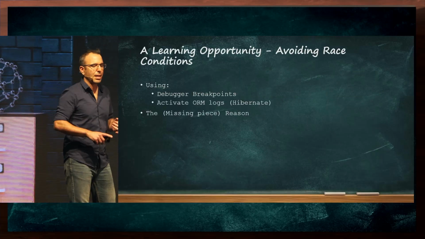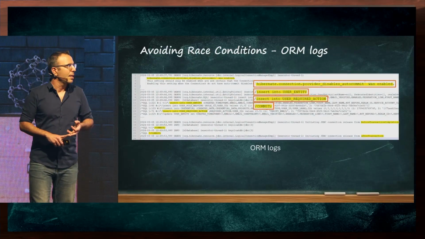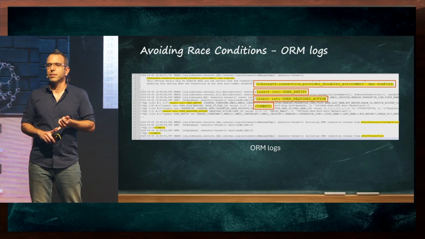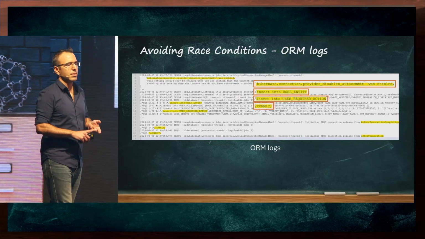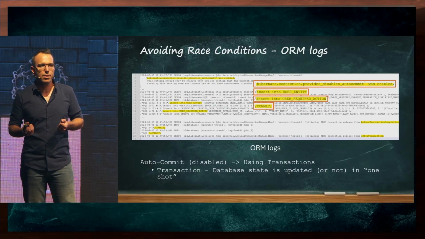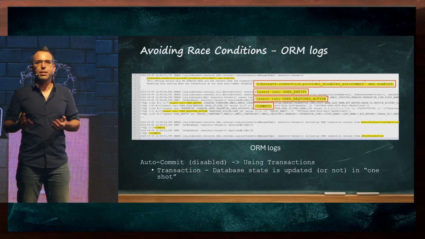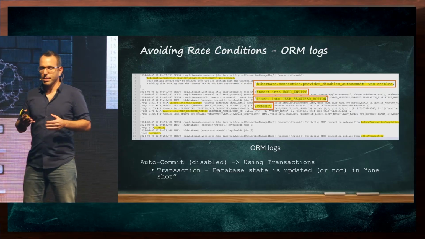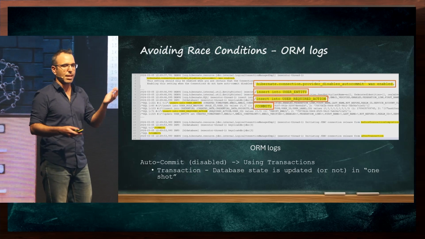So using debugger breakpoints and activating ORM logs, we found the missing piece. In the logs, we see the following 4 key items: auto-commit disabled, insert into users table, insert into required actions table, commit. Auto-commit disabled means that the application is using transactions. Transactions means that the database is updated in one shot or not. This feature, the transactions, prevented us from gaining unauthorized access to the system.